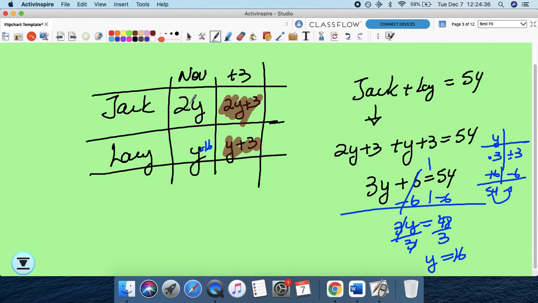Jack is twice that, or 2 times 16, and that's 32. So in 3 years, Jack is going to be 35 years old, and Lacey, who's 16 right now, plus 3 is going to be 19. If you add 35 plus 19, you get 54. So that's the sum of their ages 3 years from now, 54. That makes sense.